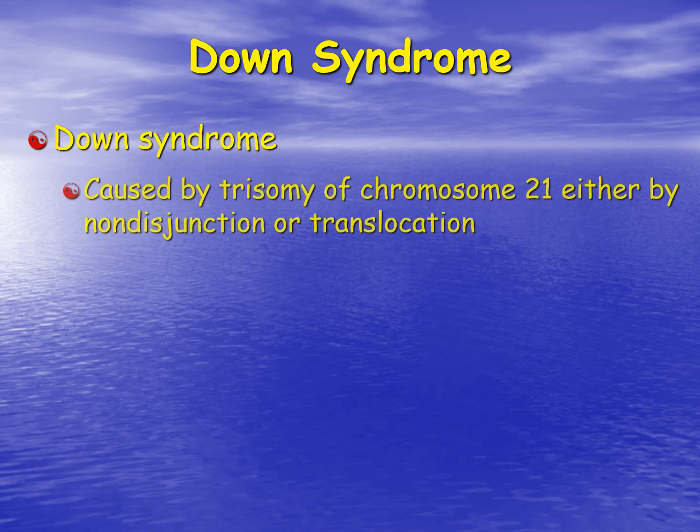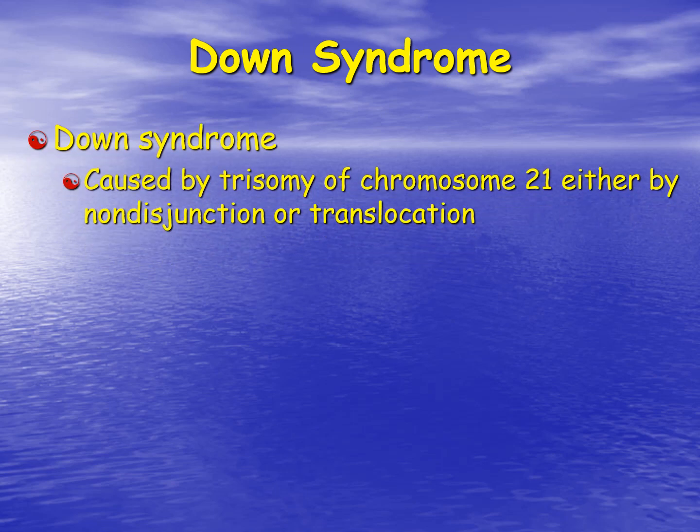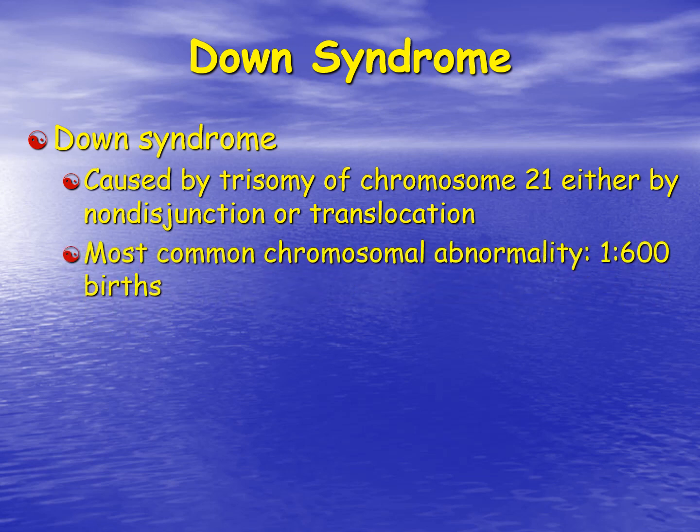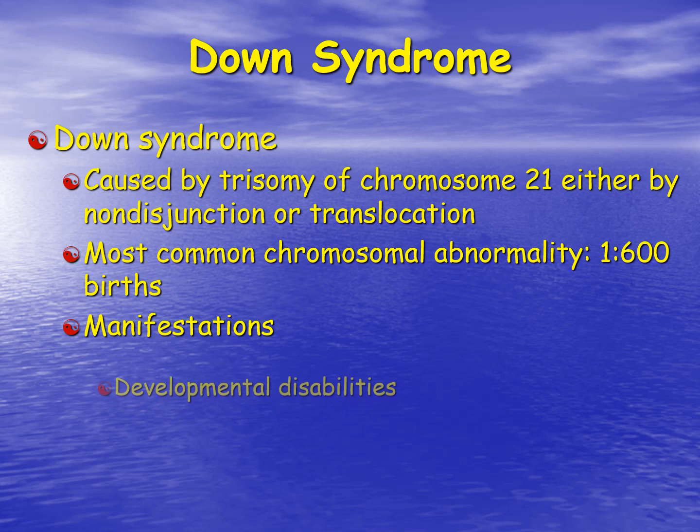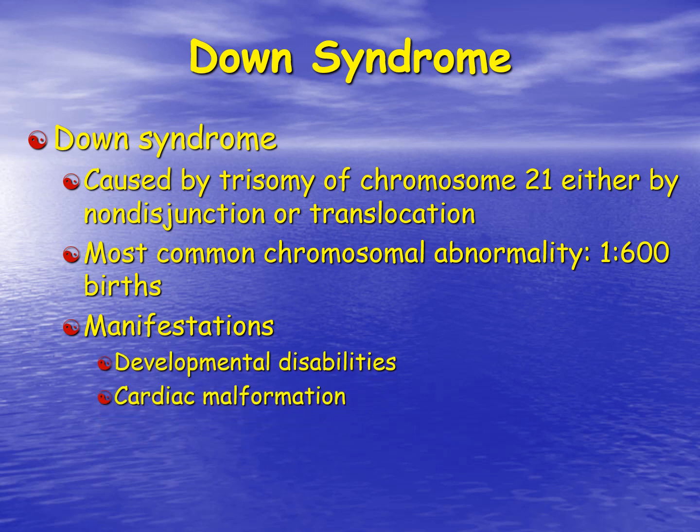Down syndrome. This is probably one of the most recognized chromosomal abnormalities in the world. It is caused by a trisomy of chromosome pair 21, and so this is an autosome trisomy. And this is either by non-disjunction, which is the most common form, or by translocation, and we'll talk about both. It is one of the most common chromosomal abnormalities in humans, as we see it in about 1 out of every 600 live births. Manifestations of Down syndrome: developmental disabilities, we can see cardiac malformations, major defects in other organs.